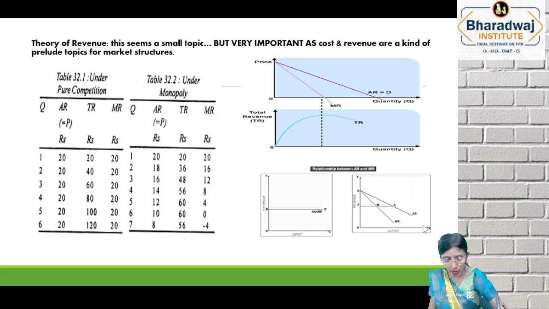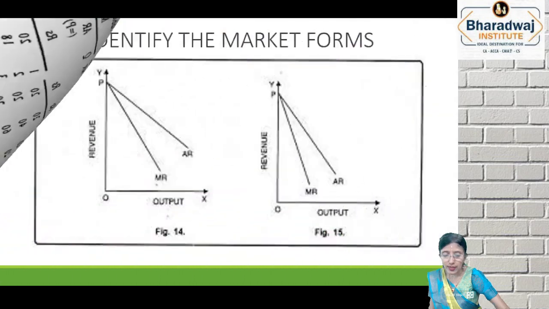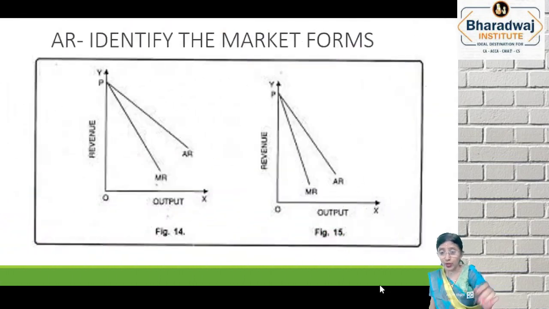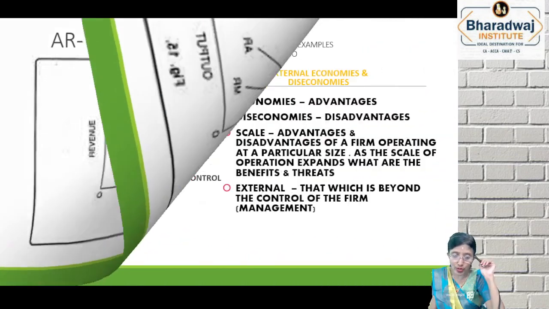But here it is not there. Your AR is coming down, your MR is also coming down. AR is sloping downwards, MR is also sloping downwards below AR. You remember the small difference which I wanted to tell you? Yes. So when they ask you to identify the market forms, between these two there is one difference. A flatter curve will be monopolistic competition. Even in imperfect competition, a flatter AR is monopolistic competition. A steeper AR is monopoly market. Okay, that intricate one I wanted to ask you here.